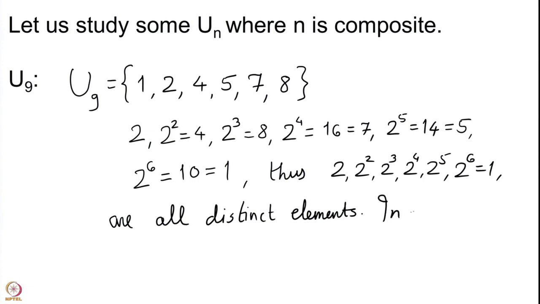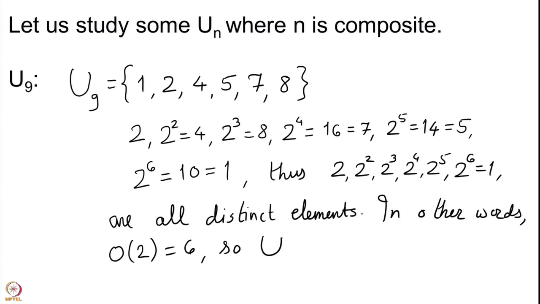In other words, the order of 2 in this group is 6. So, U9 is actually a cyclic group of order 6. So, we have that U8 was C2 cross C2, U6 was cyclic, U7 was cyclic and U9 is also cyclic. Let us go one step ahead and look at U10.